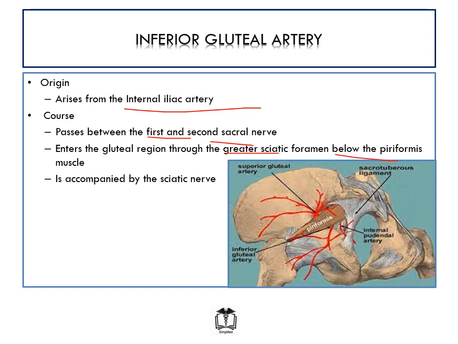As you can see in the image below, the superior gluteal artery gains access into the gluteal region by passing above the piriformis muscle through the greater sciatic notch, whereas the inferior gluteal artery passes below the piriformis muscle through the greater sciatic foramen to enter into the gluteal region. One important thing to note about this artery is its companion, which is the sciatic nerve. The sciatic nerve tends to accompany the inferior gluteal artery as it makes its way into the gluteal region to supply structures there.